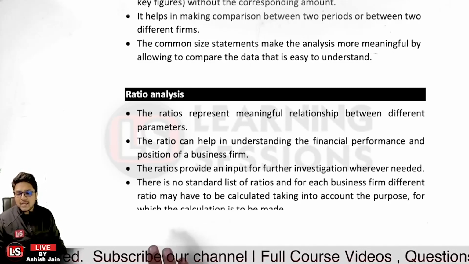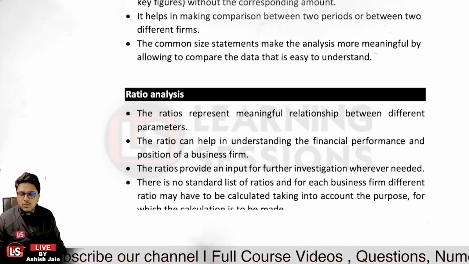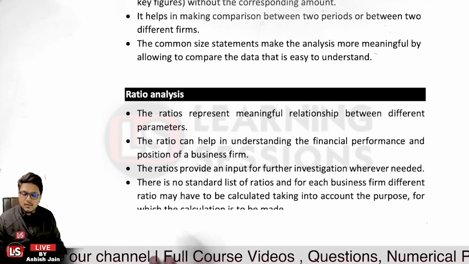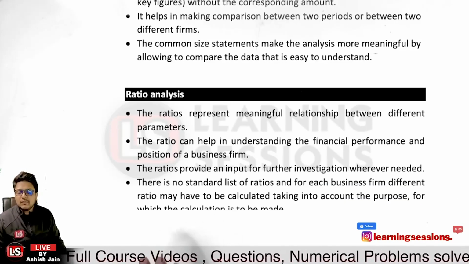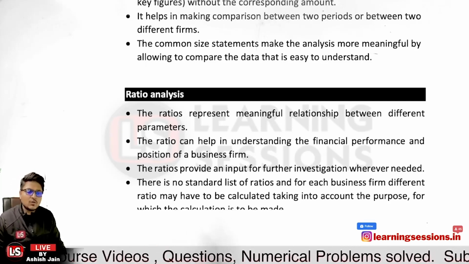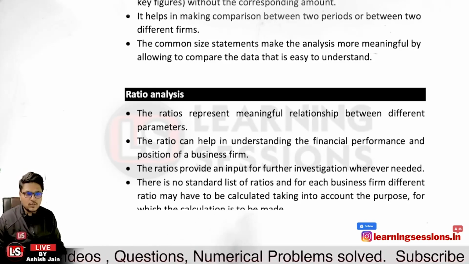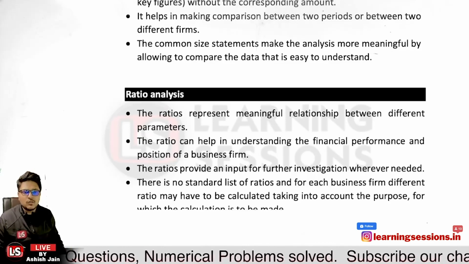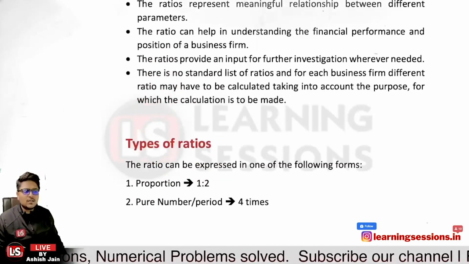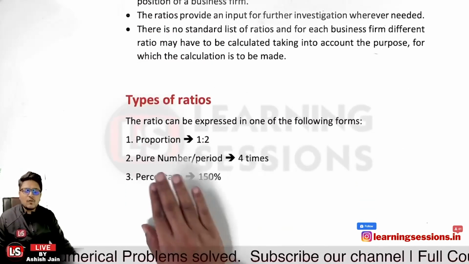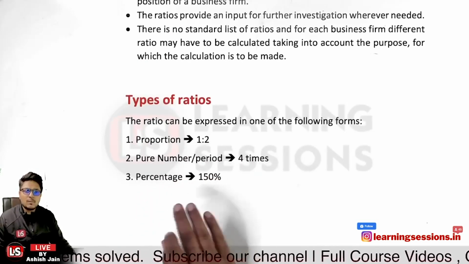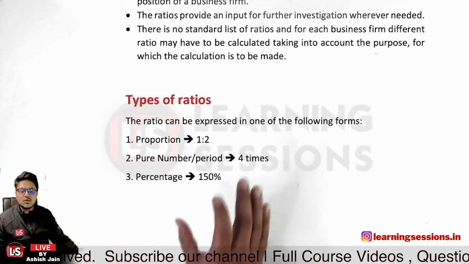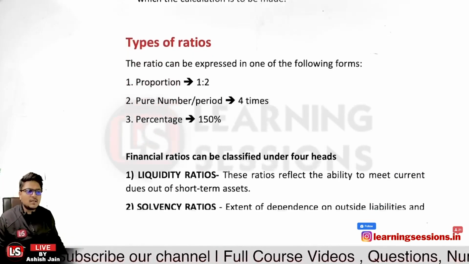And in ratios, we can take the data from different accounts, from different statements, and further get important information out of it, not just data. Now let us have a look at the types of ratios. It can be in the form of a proportion, that is 1:2. It can be a pure number, like 4 times, or a percentage, that is 150%. These all represent the ratios.